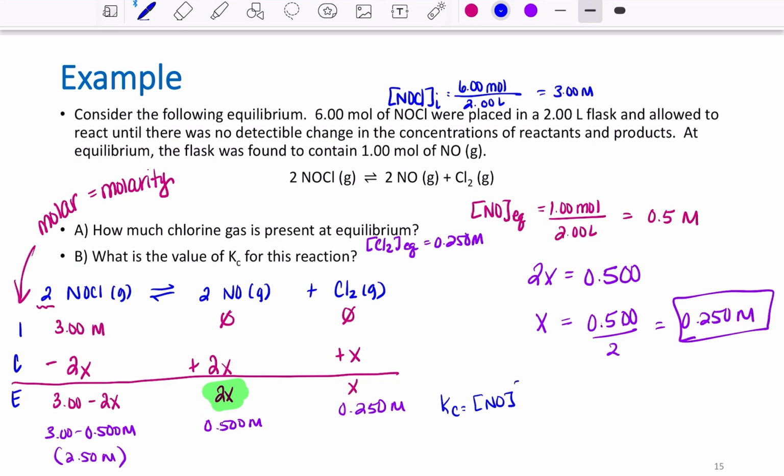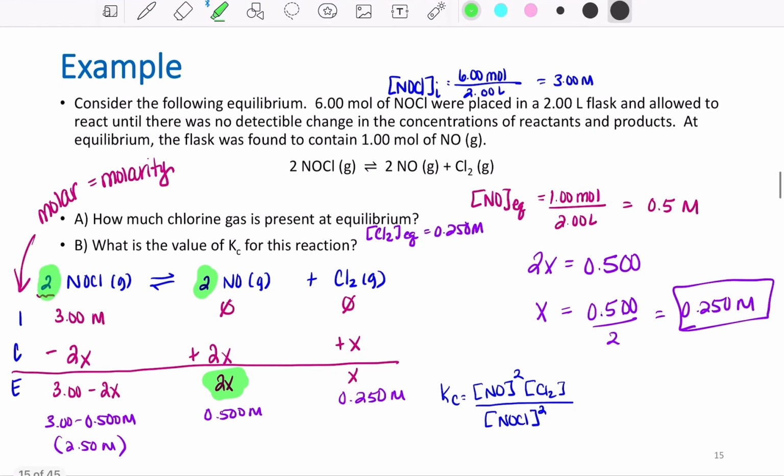This equals NO concentration squared. Remember that these coefficients out front become the exponents in your Kc expression, times concentration of Cl2 divided by the concentration of NOCl, and that quantity is also squared because of the 2 out front. Plug in our values. These are all at equilibrium. Sometimes I write EQ, sometimes I don't, but these are all at equilibrium.